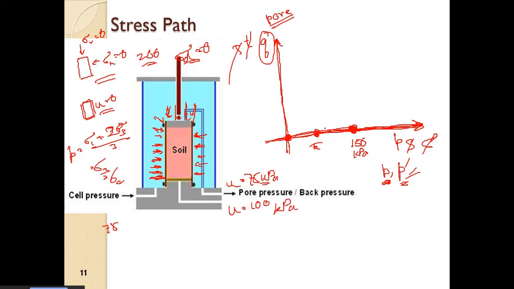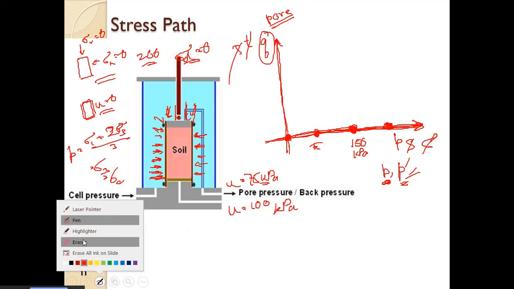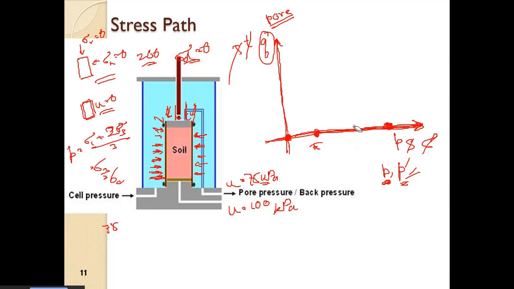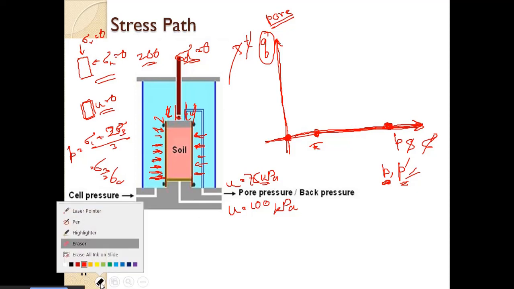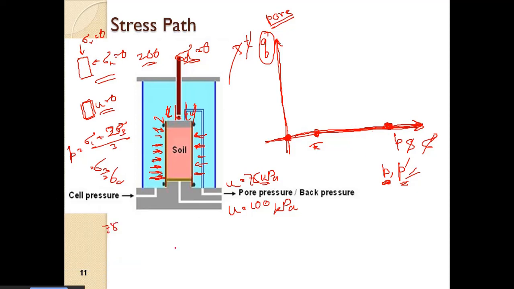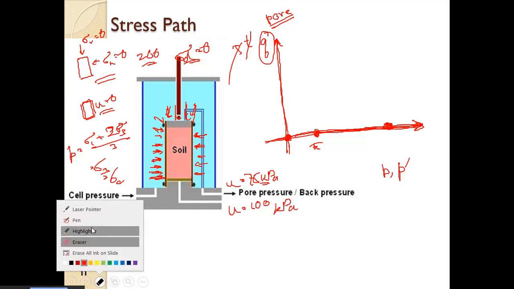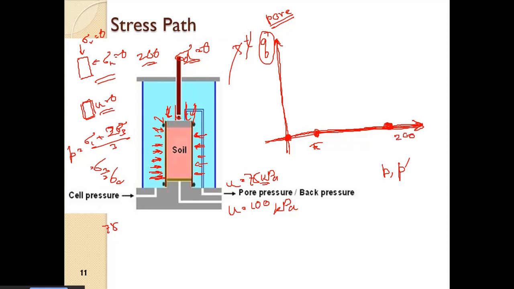So there is increment in the effective stress as well as increment in the total stress. So now we have the point here, this is 200 kPa. So the point will move from here, this is the total stress point, to here, which is 200 kPa. Similarly, this effective stress point will also move to 100 kPa.